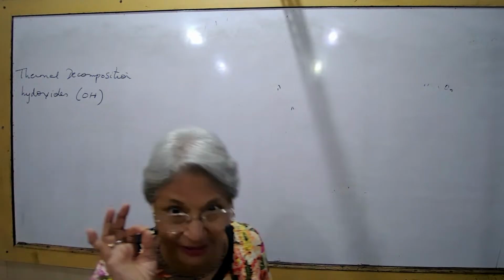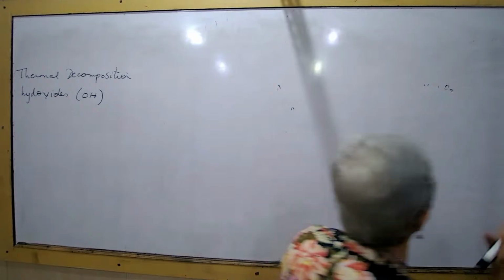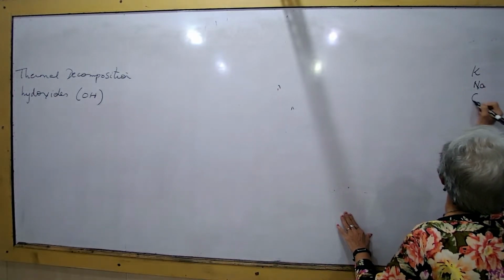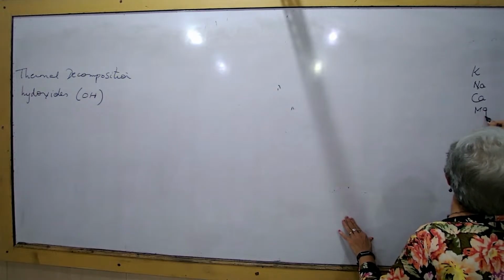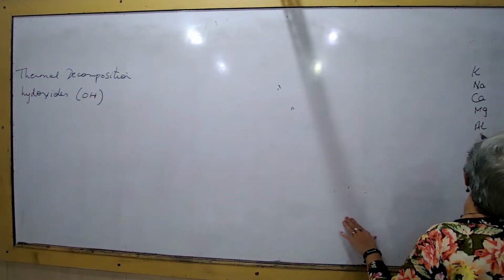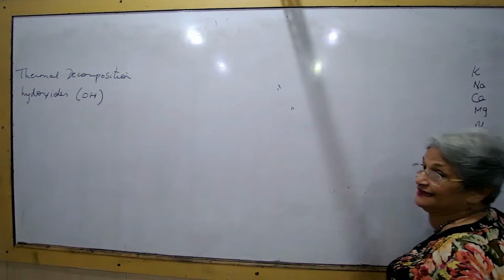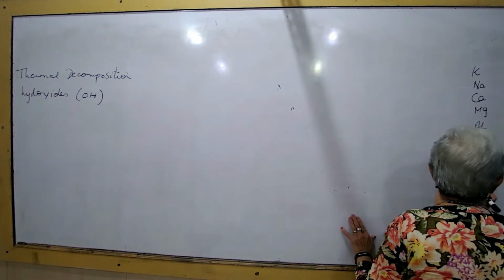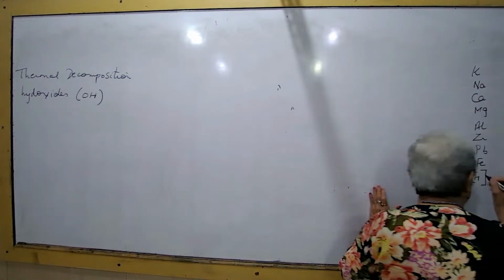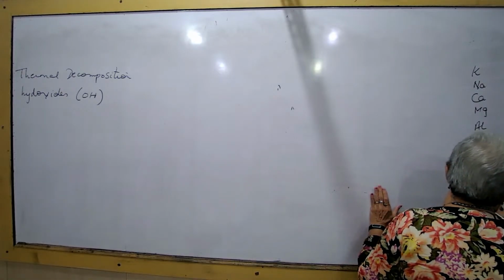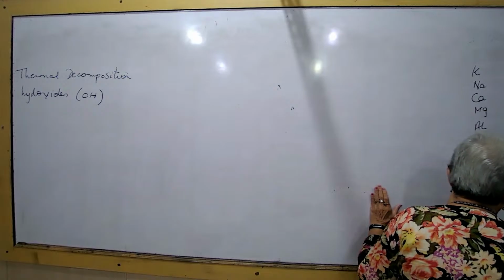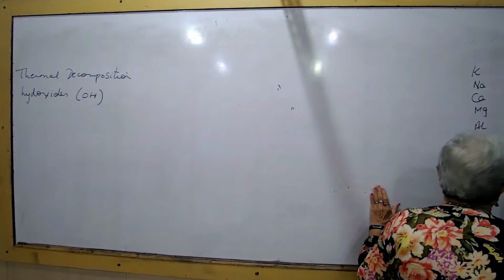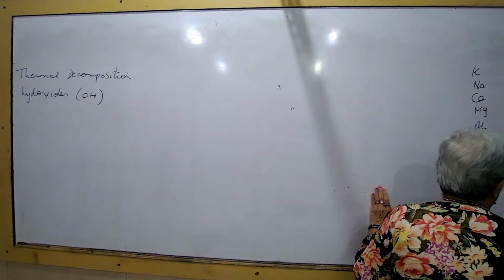This series you have to learn by heart, so we write it down on the board. First is potassium, then sodium, then calcium, then magnesium, then aluminium, then zinc, then lead, then iron, then hydrogen. After that you get copper, then mercury, then silver, then gold, and platinum. And the reactivity is decreasing.